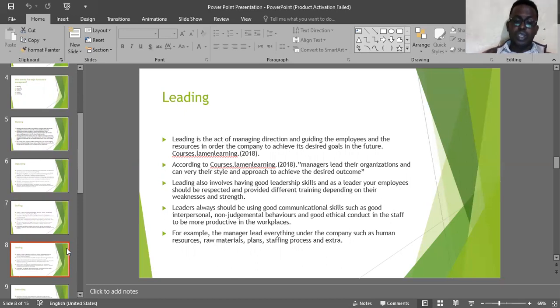Leading also involves having good leadership skills, and as a leader, your employees should be respected and provided different trainings depending on their weaknesses and strengths. A leader should always use good communication skills such as good interpersonal communication, non-judgmental behavior, and good ethical conduct for the staff to be more productive in the workplace. For example, the manager leads everything under the company, such as human resources, raw materials, planning, staffing, processes, and more.